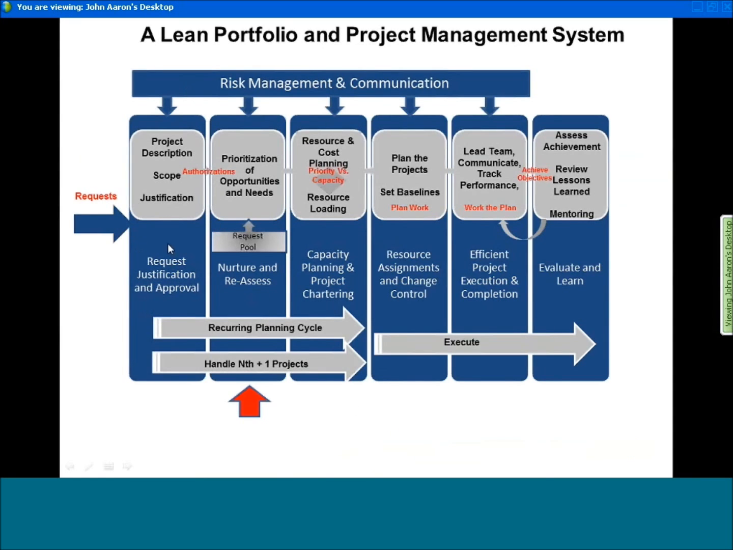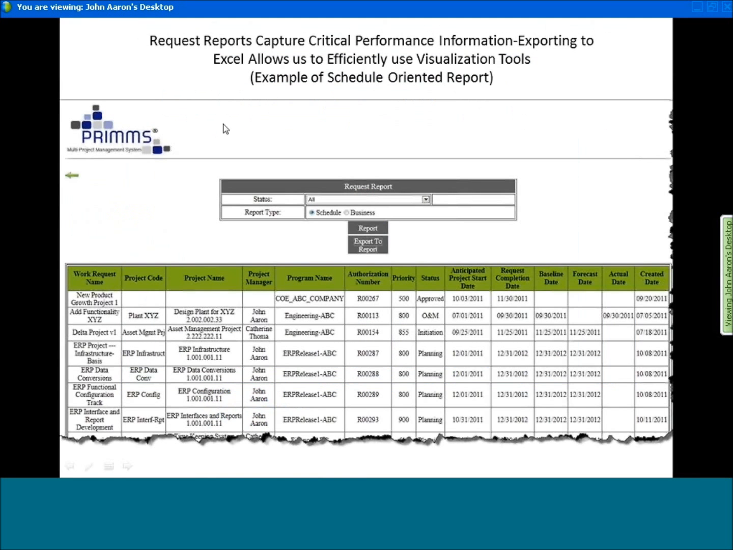Okay, so going ahead here, we've talked a little bit about justification and approval stage. Now we're going to be looking at our request pool and how this handles that, so that it allows nurturing, it allows awareness. Even as the projects are executed, our request pool can be used to status how we're doing from an overall portfolio perspective.